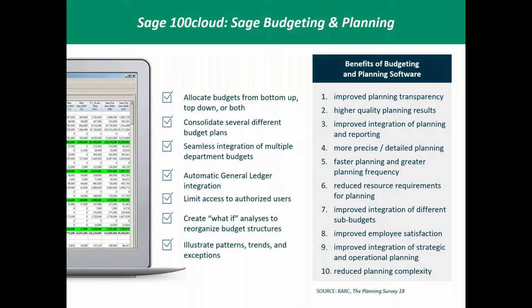So, Sage Budgeting and Planning. This cloud-connected application helps automate and shorten the budgeting and planning cycles, allowing companies to make quicker and more informed business decisions. The planning process becomes more efficient and allows collaboration across all lines of your business and directly ties budgeting activities to actual results.